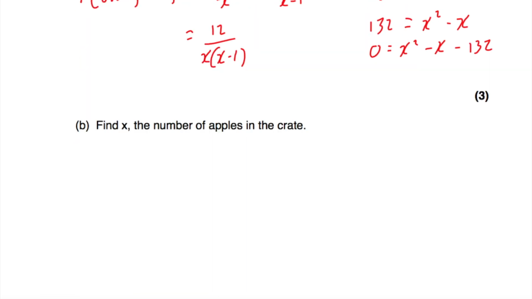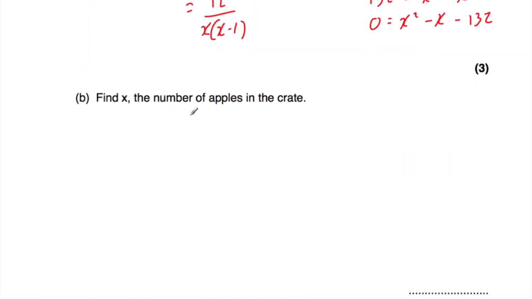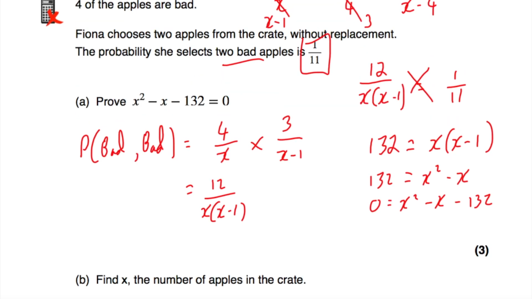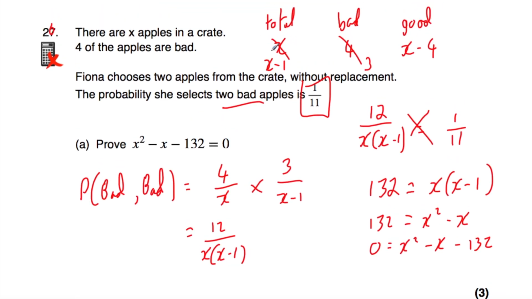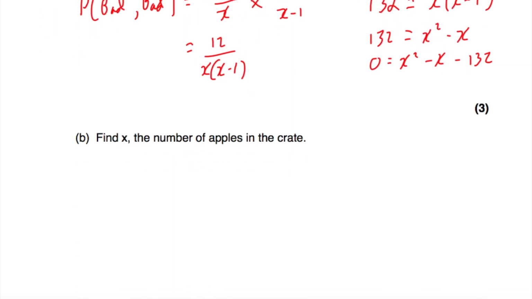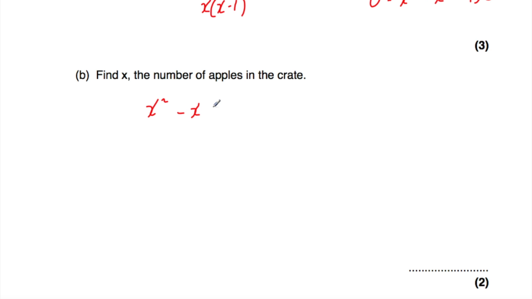Okay, now let's have a look at part B. Part B asks us to find X, the number of apples in the crate. So if we go back up, remember, the total number of apples in the crate was X. So if we find X, that's the total number of apples in the crate. And we've got this equation. The equation is X squared minus X minus 132 is equal to 0. So if we solve this equation, we can find X.